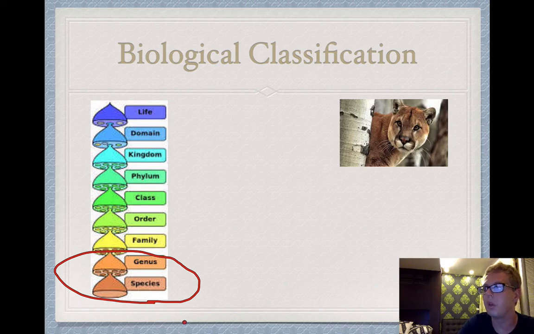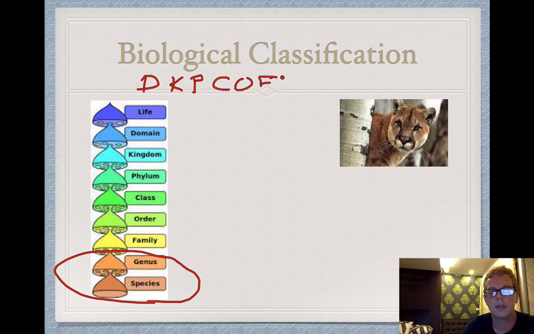So one way that you can remember the order of these systems is the acronym. Okay, so we have D, K, P, C, O, F, G, and S, and that stands for Dumb King Philip came over from German soil. So if you have a hard time remembering the order, Dumb King Philip came over from German soil.